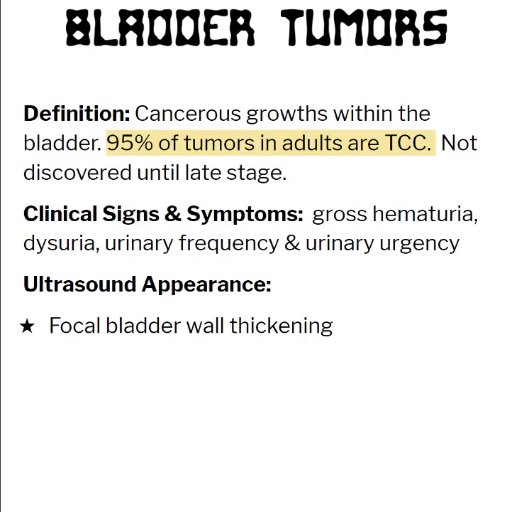Lastly, then we're just going to talk a little bit about bladder tumors. We had mentioned earlier that transitional cell carcinoma is the most common carcinoma of the collecting system. We do consider the bladder part of the collecting system. So 95% of the tumors found in the bladder are transitional carcinoma.